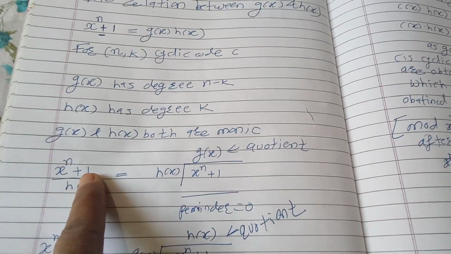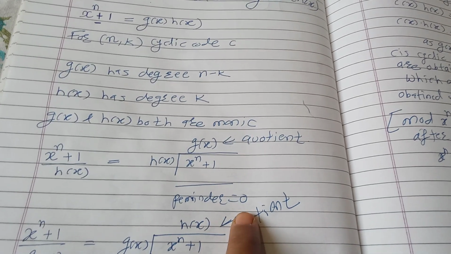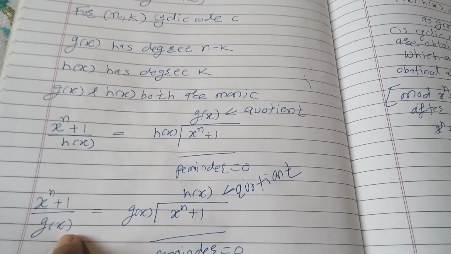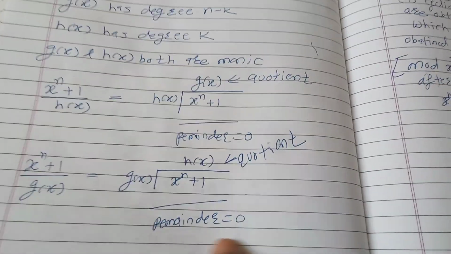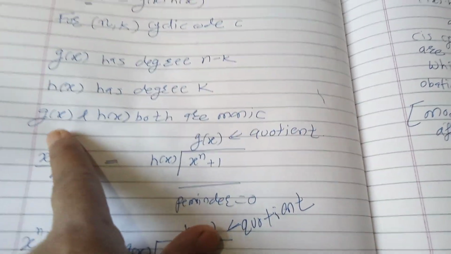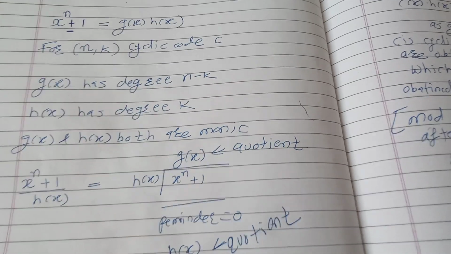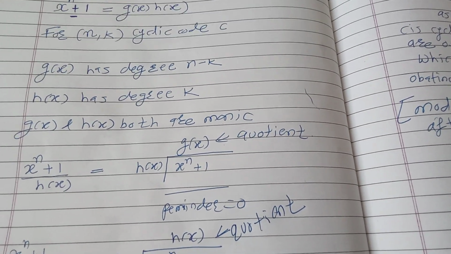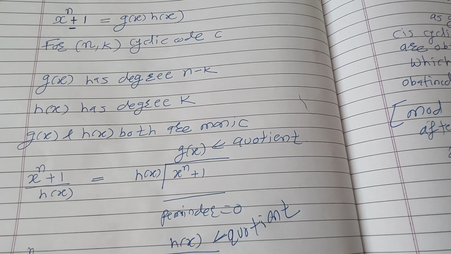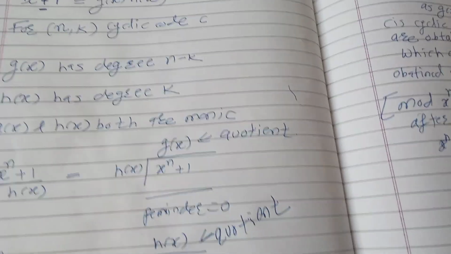Now if you divide x raised to n plus 1 by h(x), you will get g(x) as quotient and remainder equal to 0. And if you divide it by g(x), you will get h(x) as quotient and remainder equal to 0. And one thing is that g(x) and h(x) both are monic. Monic means its leading coefficient is equal to 1. That polynomial's leading coefficient is equal to 1. What is the leading coefficient? It is the coefficient of the highest power term.